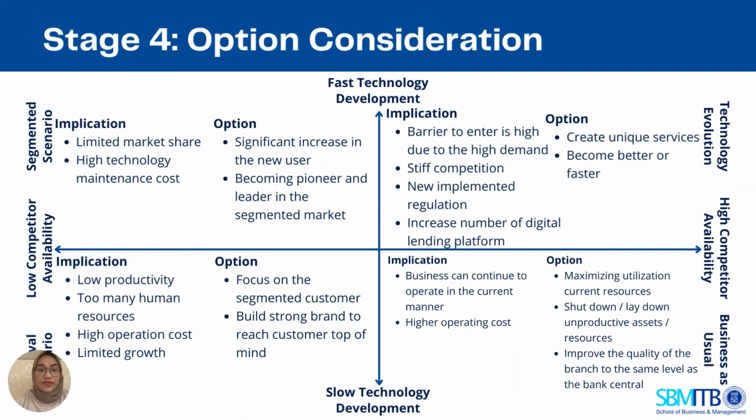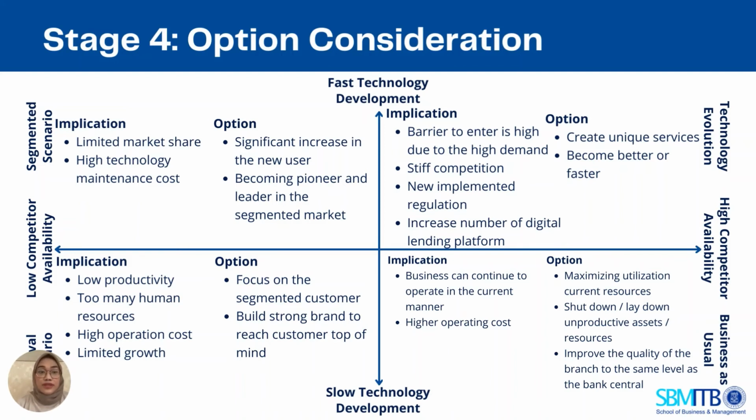On the down right quadrant, we have high competitor availability and slow technology development. The options we can provide in the business as usual are maximizing utilization of the current situations. Since the competition is quite high in the industry, we have slow technology development. We need to improve the quality of the branch so that we can compete with the other central bank. We also need to shut down any unproductive assets in order to lower the costs. The implication for these situations is that if we cannot lower or eliminate unproductive assets, there will be high operating costs and hence we will not be able to compete in this stiff industry.